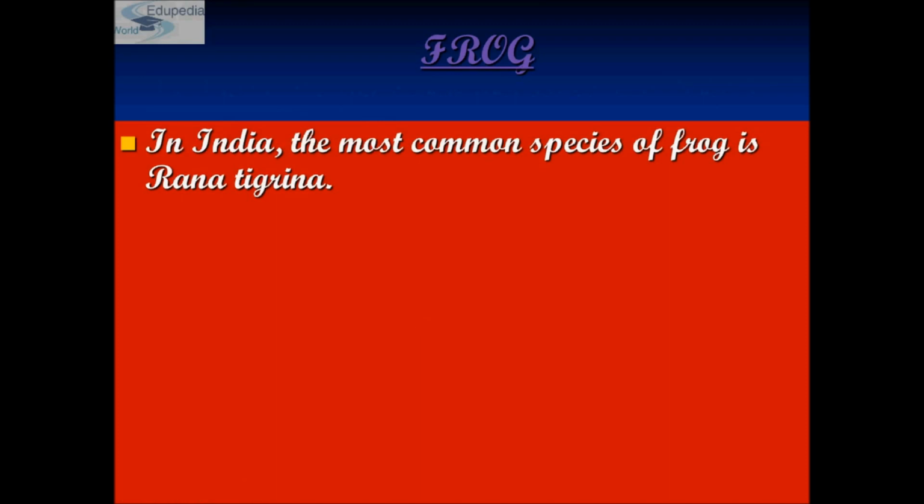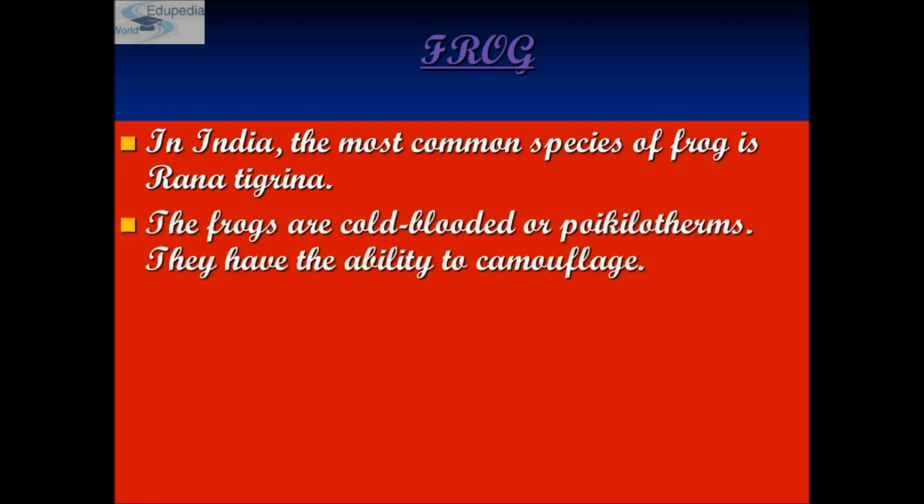As we know, frog can live both on land and in fresh water, and they belong to the class Amphibia of Phylum Chordata. The most common species of frog found in India is Rana tigrina. They do not have constant body temperature. That is, their body temperature varies with the temperature of the environment. And such animals are called cold-blooded animals, also called Poikilotherms.